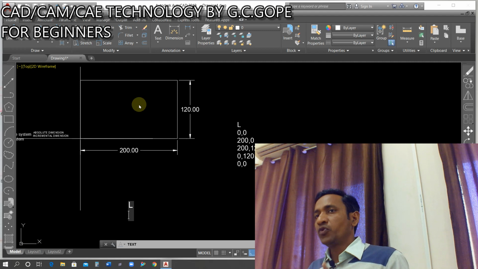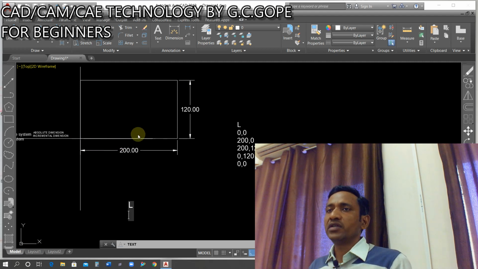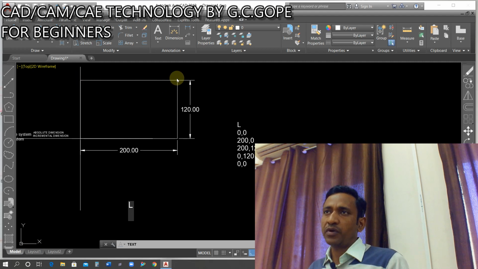But in absolute dimension, what were we doing? We were taking one point as a base point, and we were taking the dimension of each and every vertex with reference to the base origin. Here the scenario will change. Suppose I have to find the coordinate of this vertex, so we have to think about the previous one. From the previous axis we have to know how much in x direction and how much in y direction. The same thing we will use, so I'm going to start from this point.